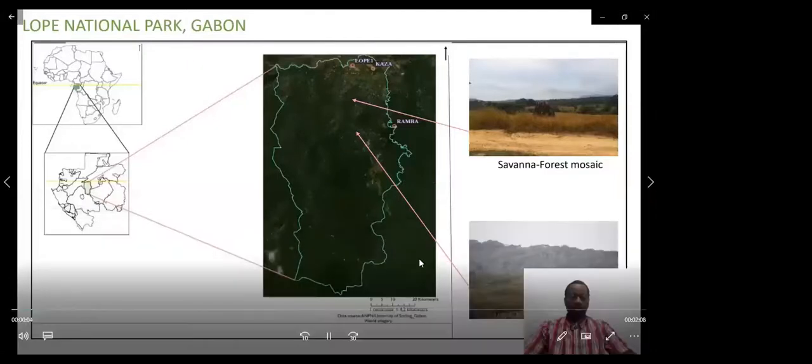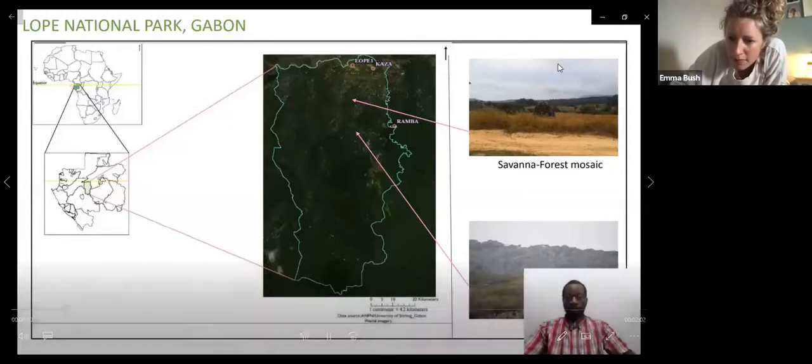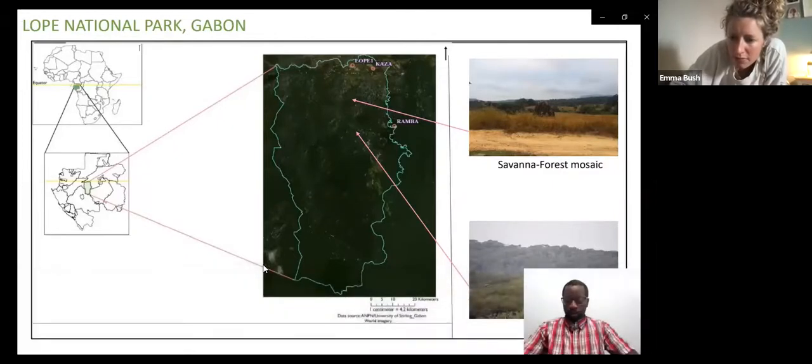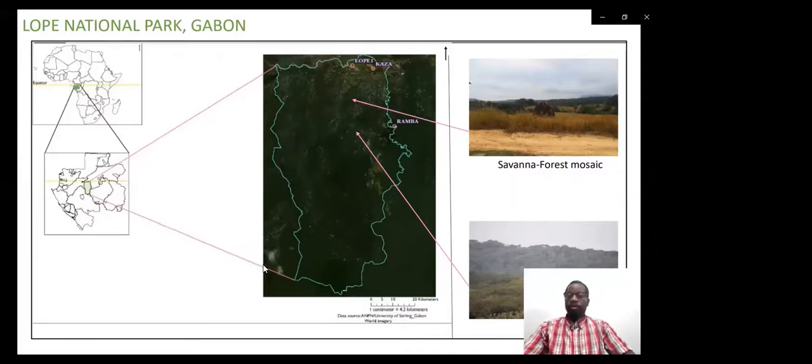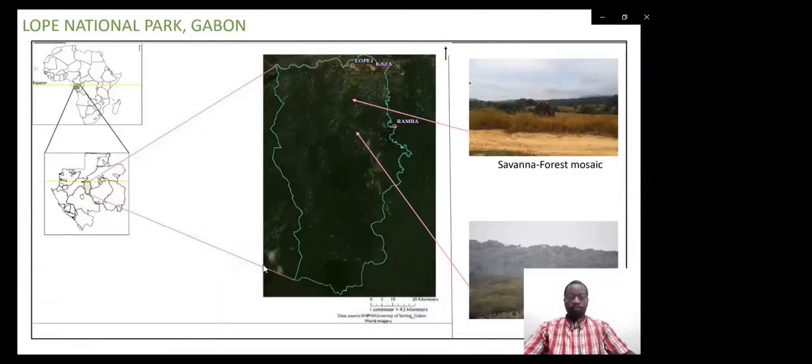Here we go. Lope National Park is one of the 30 national parks of Gabon. This park covers four of the nine provinces of Gabon. The total area is around 540,000 hectares. It is covered mostly by forests and by savanna. The forest covers 85% of the area and the savanna covers 15%. And here you can see a view of the savanna forest mosaic and a view of the forest canopy.